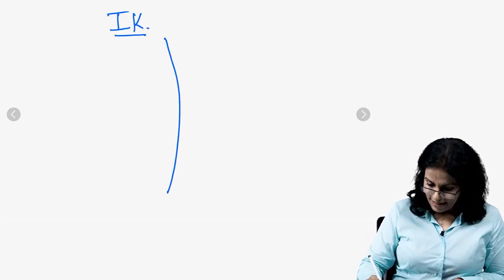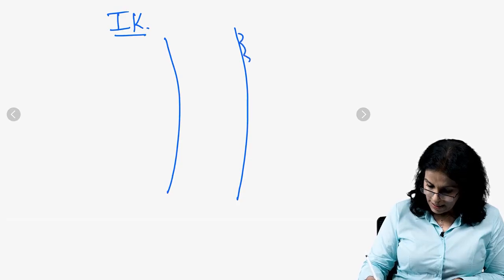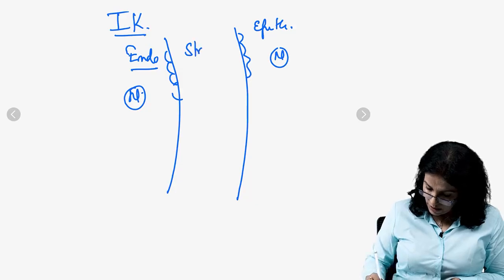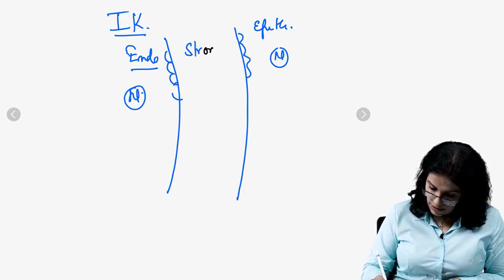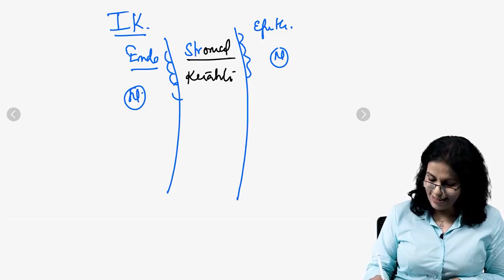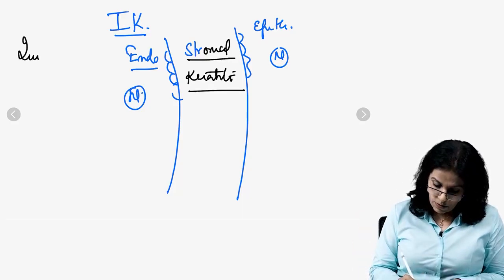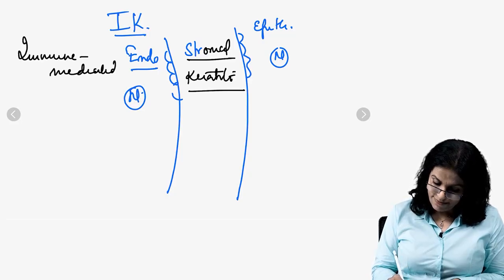Make a diagram here. It simply means epithelium is normal. Okay, in my style, endothelium is normal. And what is affected? What is affected is only stromal. So, it's a pure stromal keratitis. This is called interstitial keratitis. Right? And majority of the time it is immune mediated.